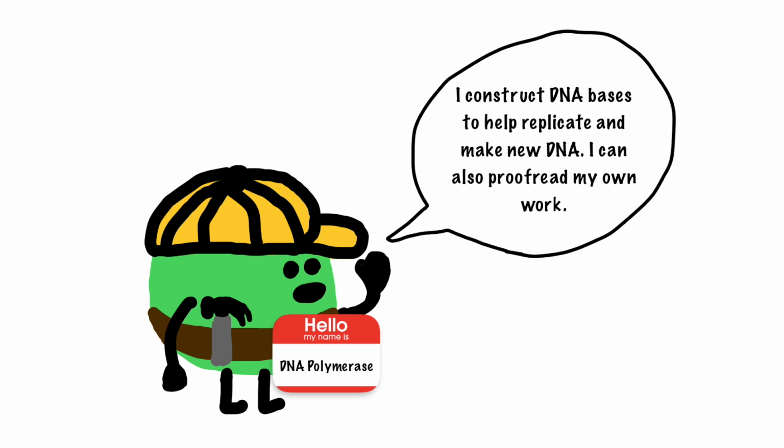This is DNA polymerase. Polymerase is responsible for constructing DNA bases to help replicate and make new DNA. This is probably the most important enzyme in the entire process. Polymerase also has an ability to proofread its own work to avoid making mistakes in new DNA.